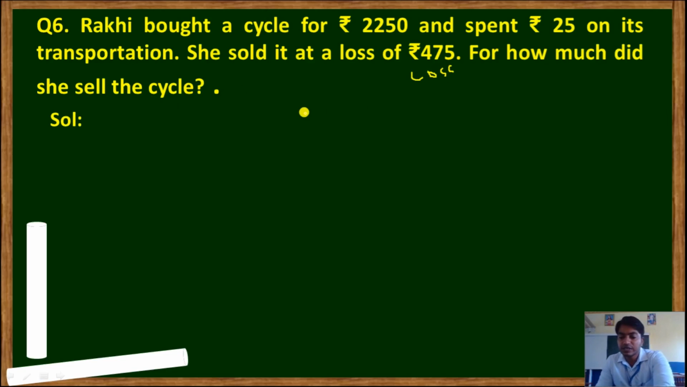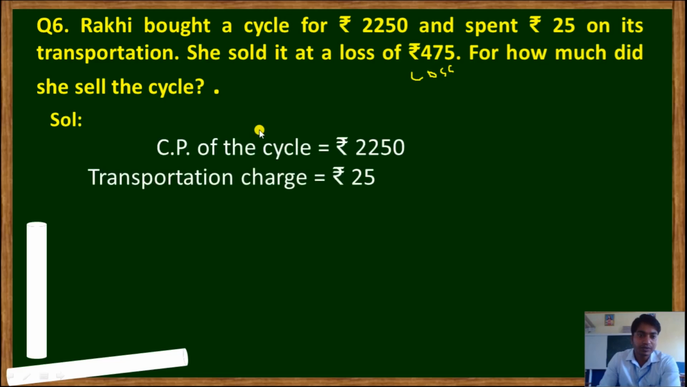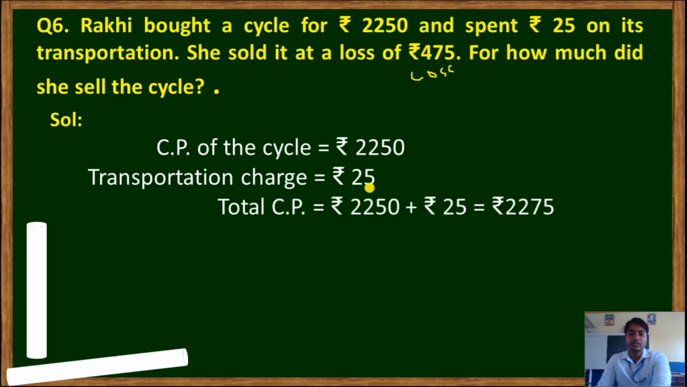What are the things given here? The cost price of the cycle is given, that is 2250. Transportation charge is given, that is 25 rupees. Then we have to find out the total cost price. Total cost price equals cost price plus overhead expenses. So 2250 plus 25 rupees. When we add, we'll get 2275. This will be the total cost price. Now we have to see this cost price, not this one.